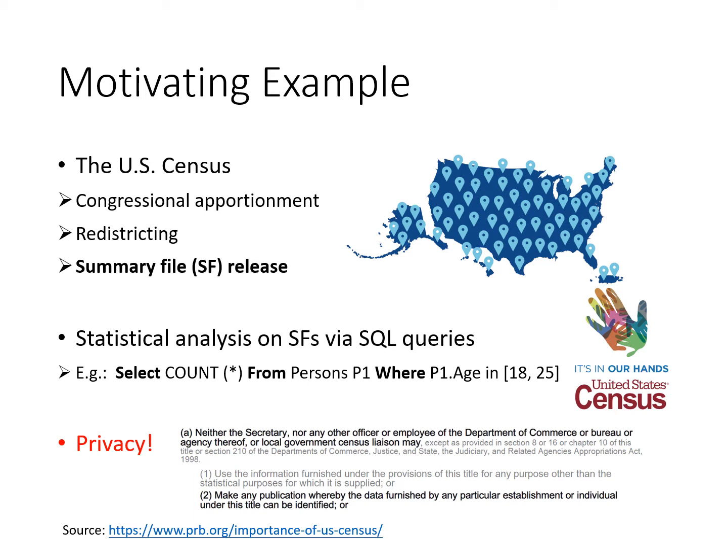For example, one can issue counting queries to find how many people are aged from 18 to 25. But according to the law, nobody, including the officers of the Bureau, is allowed to make any sensitive or personally identifiable information public.